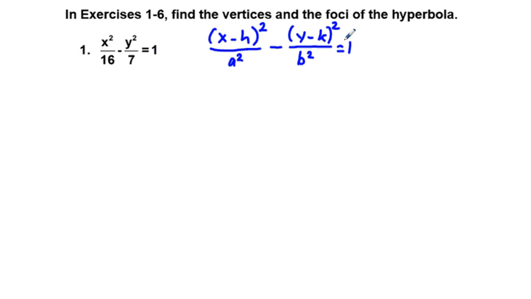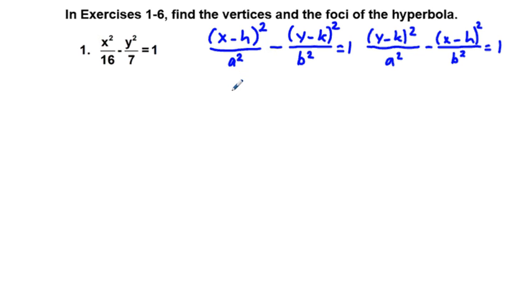And there's another form of the equation that's very similar to this, but will be for a differently oriented hyperbola, and that would be quantity y minus k squared over a squared minus quantity x minus h squared over b squared equals 1.